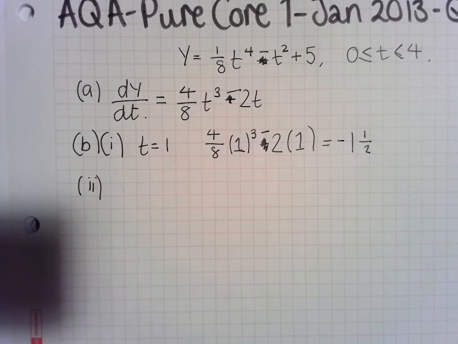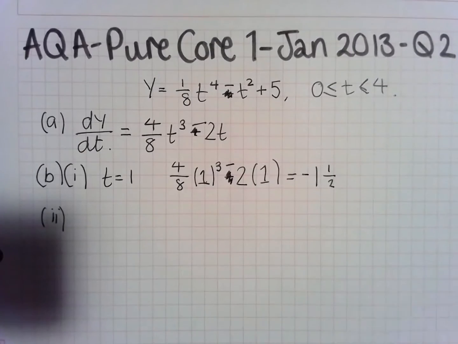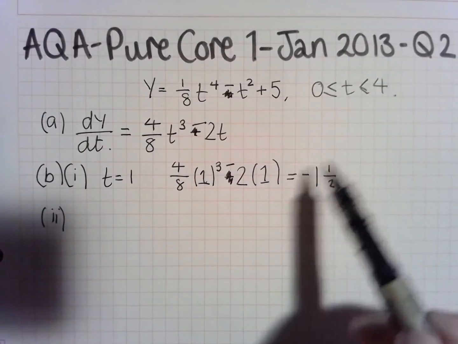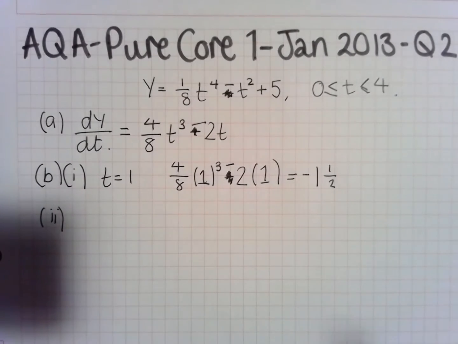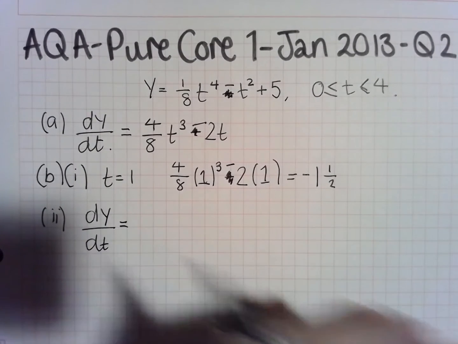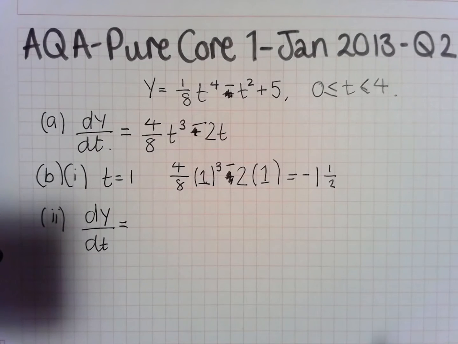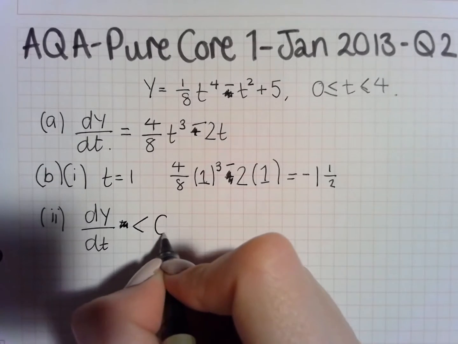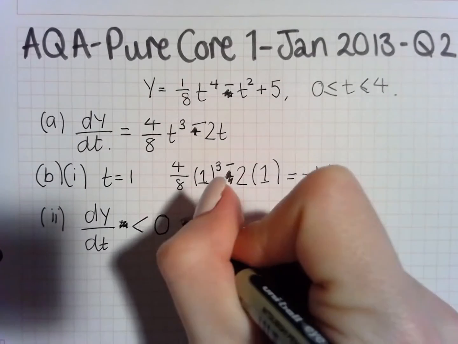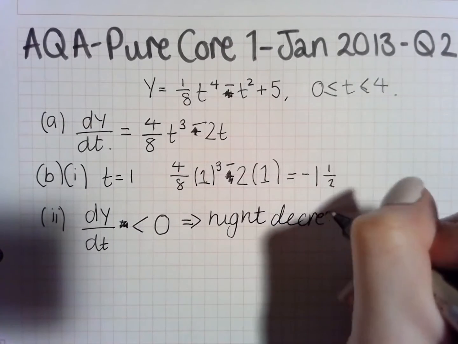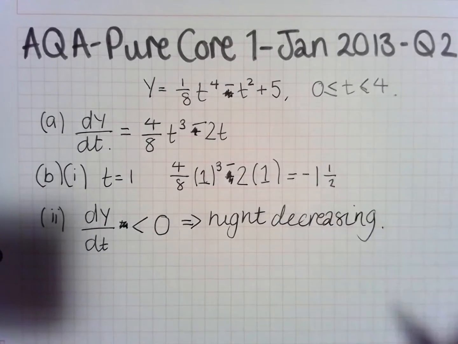So part 2 is determine with a reason whether the bird's height above the horizontal ground is increasing or decreasing when t equals 1. So this is basically the gradient. If you think of it as a graph, this is the gradient. And this is when t equals 1. So because it's negative, this is less than 0, so therefore height decreasing. And that's all the mark scheme's looking from you.